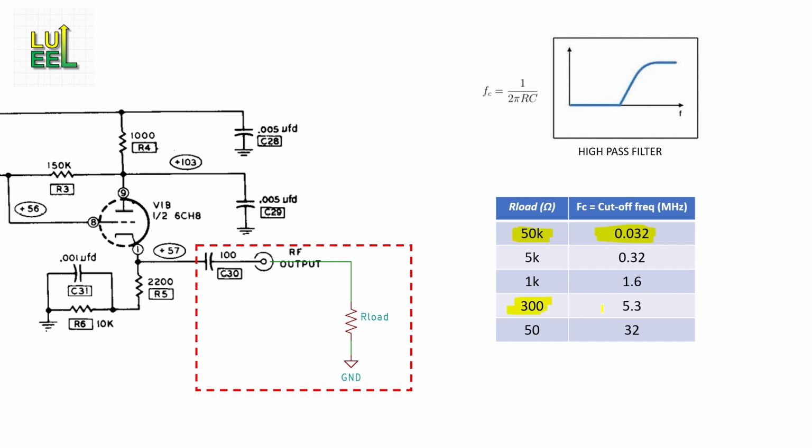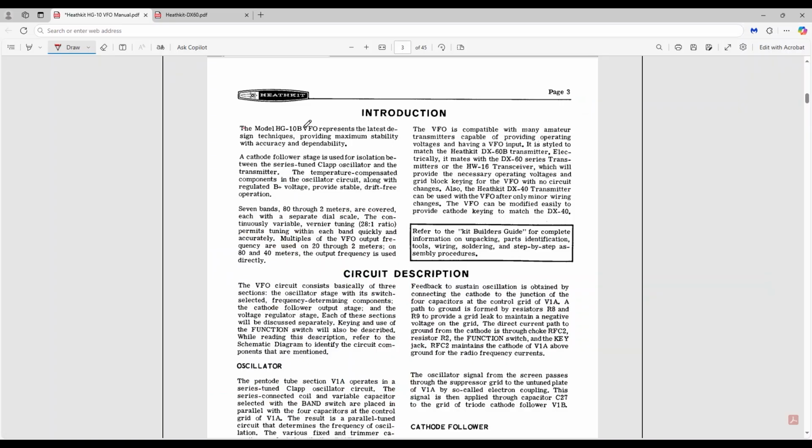But reduce the load to 300 ohms and that cutoff rises to 5.3 MHz. And at 50 ohms, the impedance of my spectrum analyzers, it's at a whopping 32 MHz. So that's a concern. Low impedance loads connected to the HG10 will greatly attenuate the signal magnitude. Now, of course, because Heathkit marketed the HG10 to work with rigs like the DX60, it's clearly intended to be connected to a high impedance load.